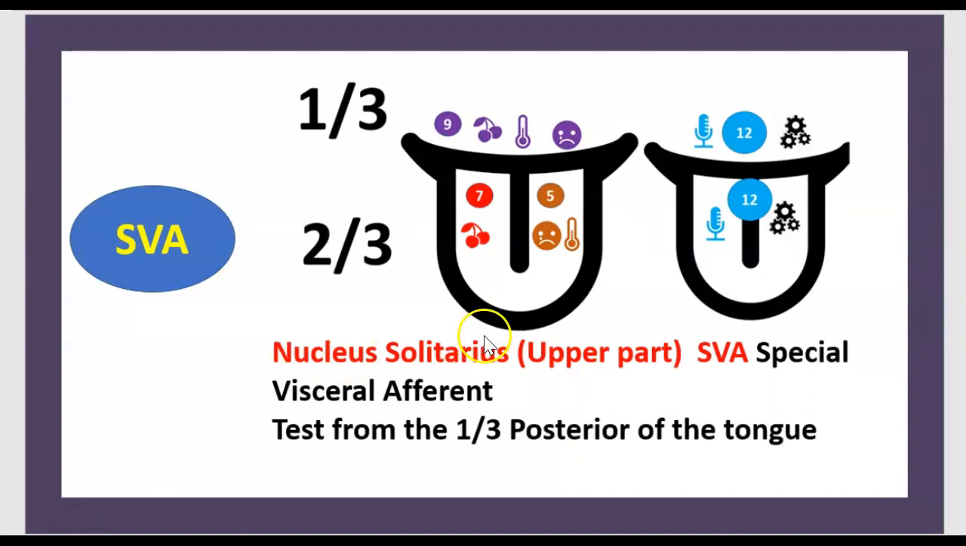SVA, nucleus solitarius upper part, special visceral afferent, taste from the posterior third of the tongue. Here the posterior third, here the anterior two-thirds. In the posterior third, there is the glossopharyngeal nerve for pain and temperature, and for taste.